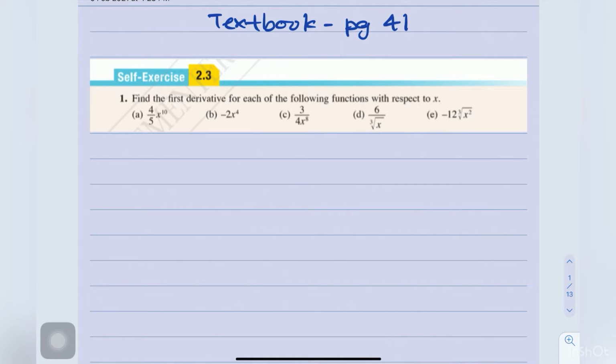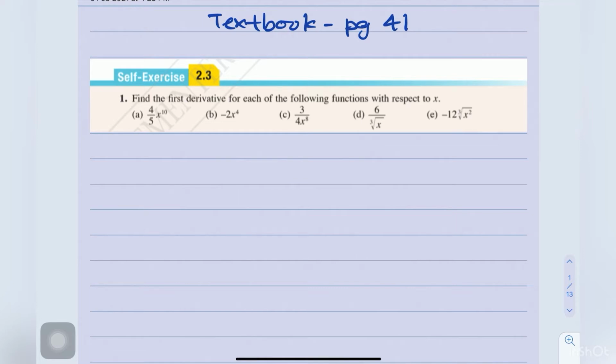This is the first tutorial of first derivative. I don't know how many tutorials I should prepare, but I'm sure I will continue until you master this skill. So, these are the solutions of questions from textbook page 41.